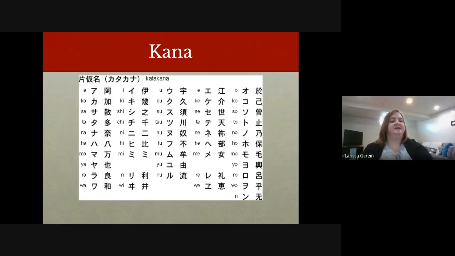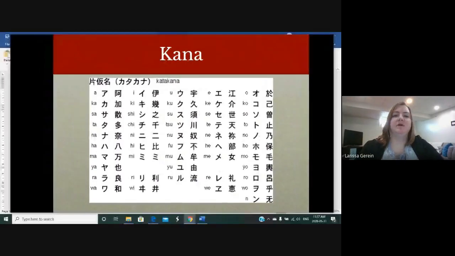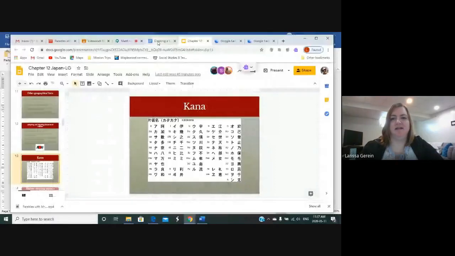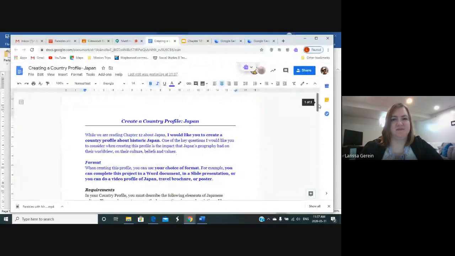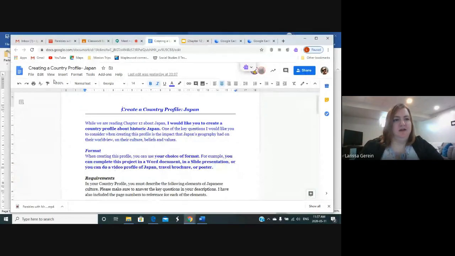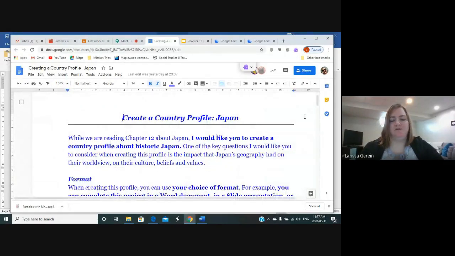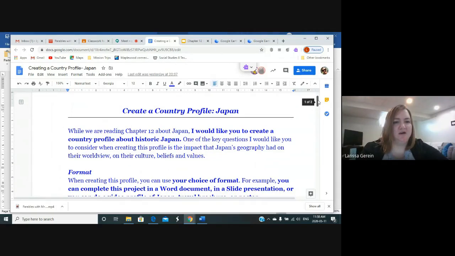And that is all for today, but I'm also going to discuss the project, okay? So I'm going to read through the instructions for the project. Okay. So for the project, while we are reading about chapter 12, I would like you to create a country profile about historic Japan. One of the key questions I would like you to consider when creating this profile is the impact that Japan's geography has had on their worldview, on their culture, beliefs, and values.